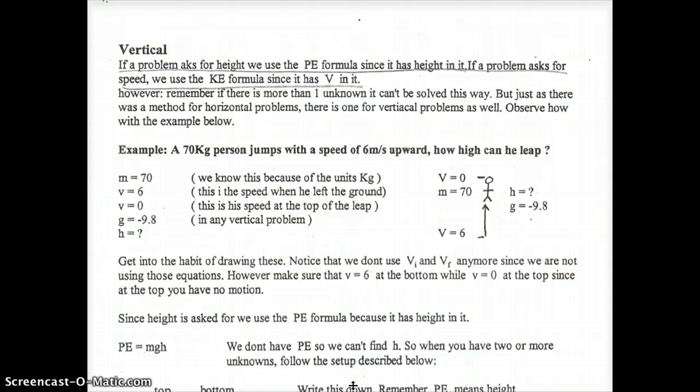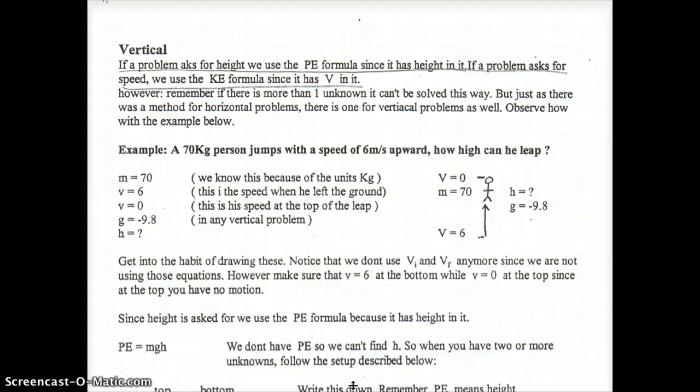Basically, when we use the potential energy formula, we know it's only going to be used for height, whereas when we use the kinetic energy formula, we're actually going to be using that for speed, because it has velocity in it. The best way to actually learn this is by example. So we're going to work a problem, okay?